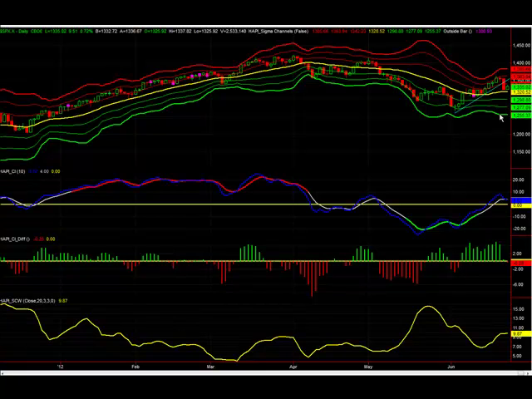You can see here the CI is flat right now. CI did flat, so that's what we're looking at so far here on the SPX Daily.